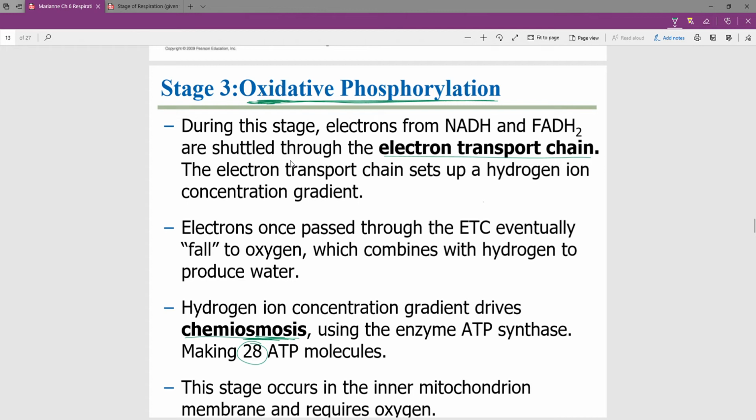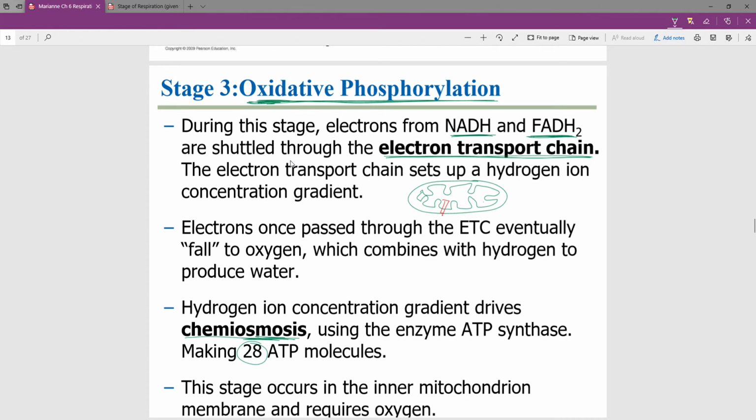During this stage, we're going to use those electrons from those electron carriers, those molecules that we called energy intermediates. The electrons from those are going to shuttle through this electron transport chain, which is a series of proteins found on the inner mitochondrial membrane. You remember that the mitochondria had those 2 layers of membrane. This stage is happening across the inner mitochondrial membrane, so just for some context, we are now in the mitochondria.